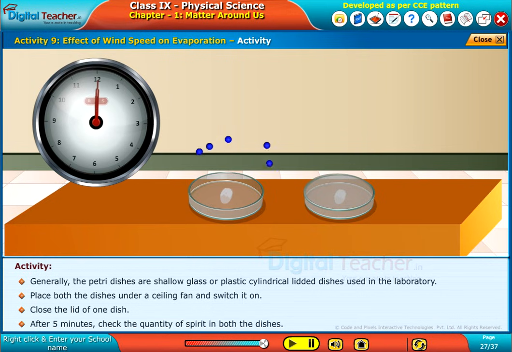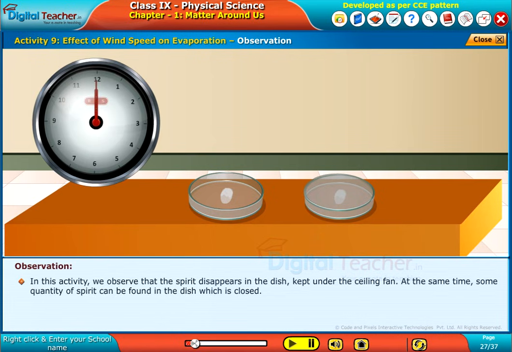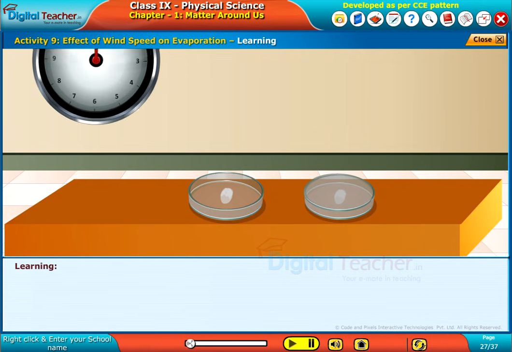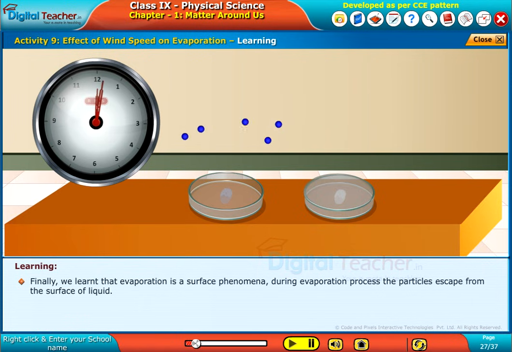After 5 minutes, check the quantity of spirit in both the dishes. In this activity, we observe that the spirit disappears in the dish kept under the ceiling fan. At the same time, some quantity of spirit can be found in the dish which is closed. Finally, we learned that evaporation is a surface phenomena.